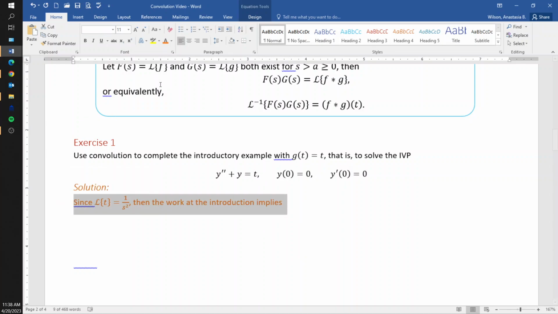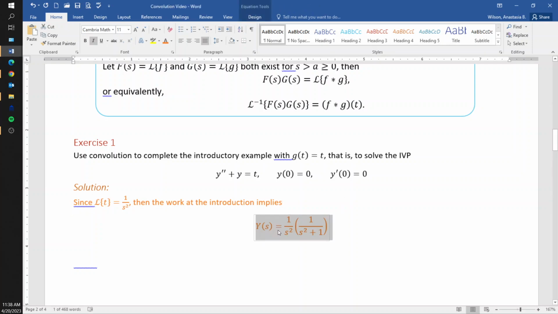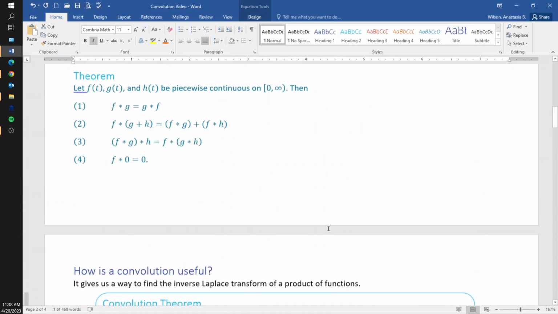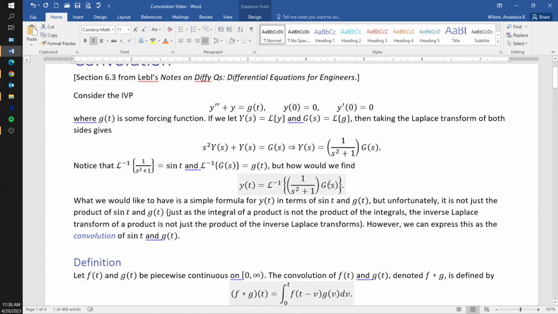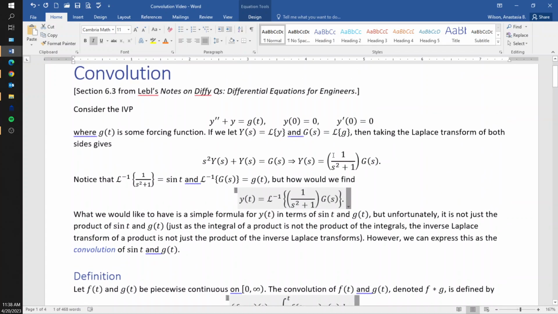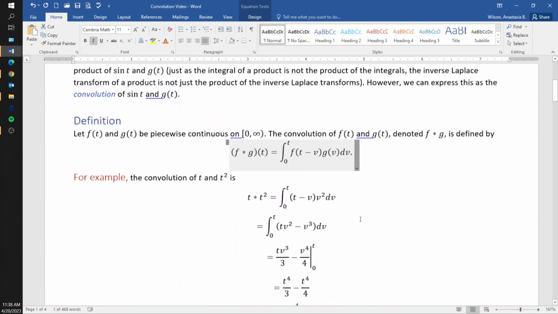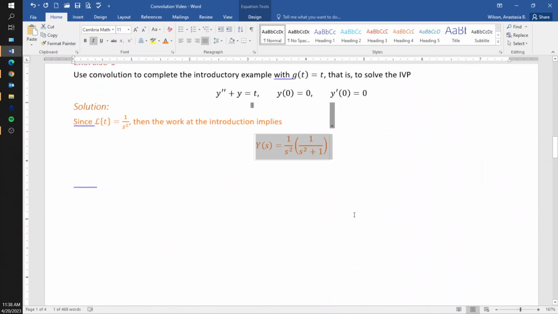Well, we're going to use some information that we have in the introduction of this lecture that we saw in the previous video. We can look at the right-hand side. The Laplace transform of t is 1 over s squared. So the work at the introduction will imply that Y of s is 1 over s squared times 1 over s squared plus 1. And just tracking back up real quick to see that, we have that Y of s is 1 over s squared plus 1 times the Laplace transform of g. So we're just multiplying by a 1 over s squared.